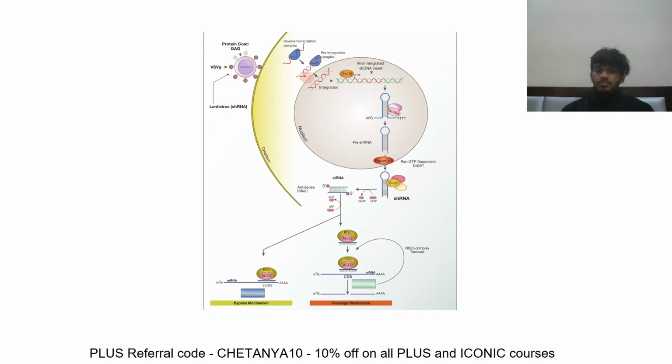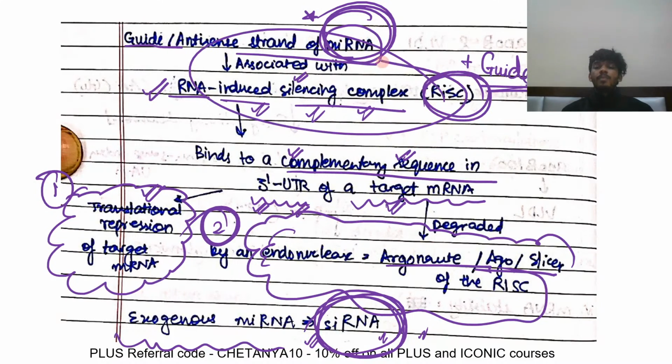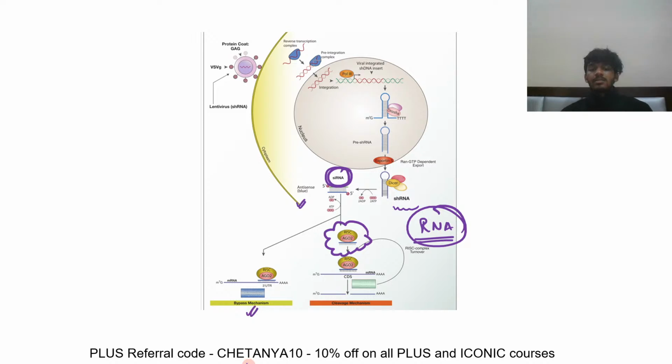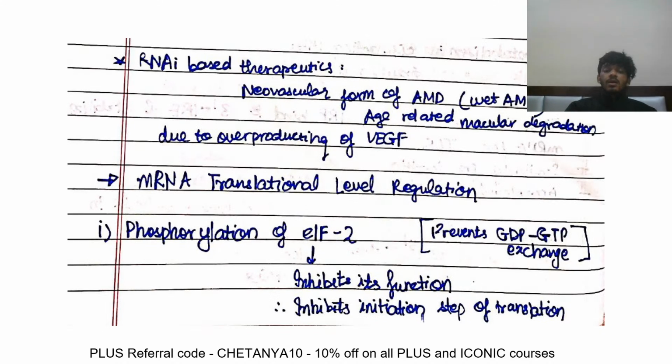Okay, so see here what was happening. There was formation of small interfering RNA which has an antisense or a guide strand which associates with RISC protein, that is RNA induced silencing complex, and then that RISC protein will go and either stop the translation, or it can use its slicer to cleave the mRNA. So we have the role of RNA interference based therapeutics, such as these have been used for the neovascular form of age-related macular degeneration or wet AMD due to overproduction of vascular endothelial growth factor, and they're mostly in research phase.